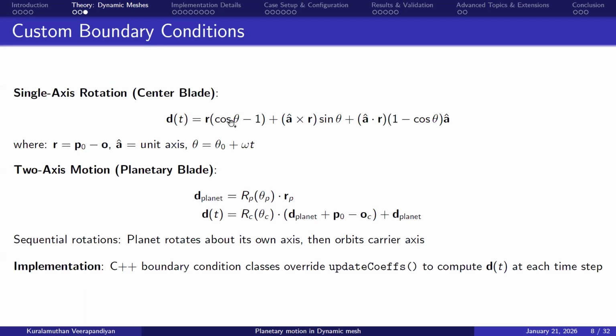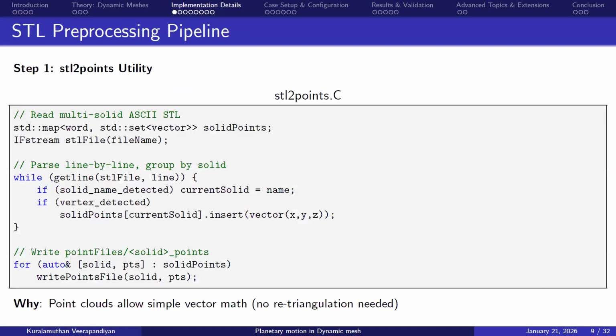So the STL2 points and points to STL utilities will work on the STL files that we are supplying to Snappy Hex Mesh, and the custom boundary conditions that utilize this formula will move the mesh according to the angular velocity we have given as input to the simulation case. So the STL2 points utility will read each line from the STL file and write it as a text file with all the point vertices as a points file.